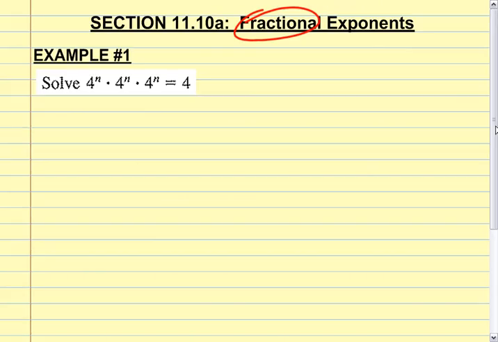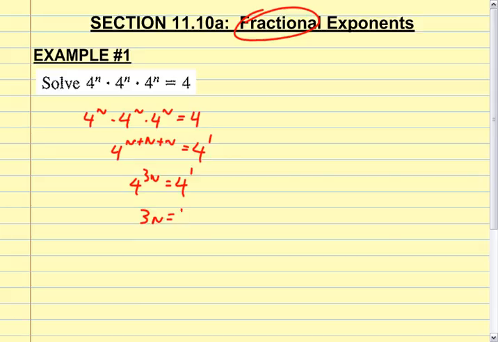Do you agree that there's a number n where 4^n times 4^n times 4^n is equal to 4? That's what they started us with. Can I write this as 4 to the n plus n plus n is equal to 4 to the first? You agree with me on that? Do you agree that this is 4 to the 3n equals 4 to the first? N plus n plus n is 3n. So n would have to be 1/3. So 3n is equal to 1, divide by 3, and n equals 1/3. Okay?